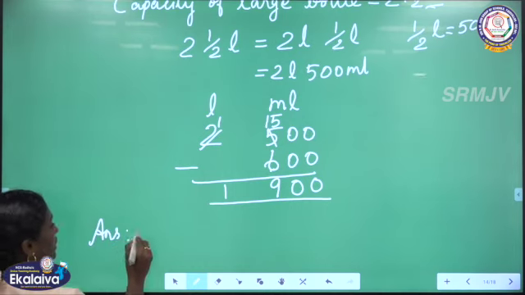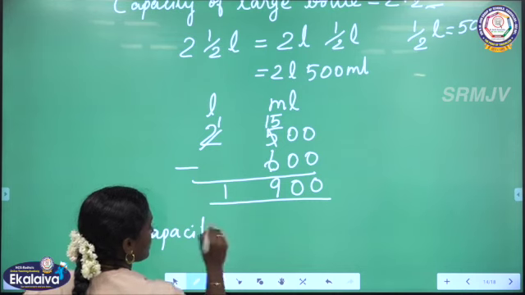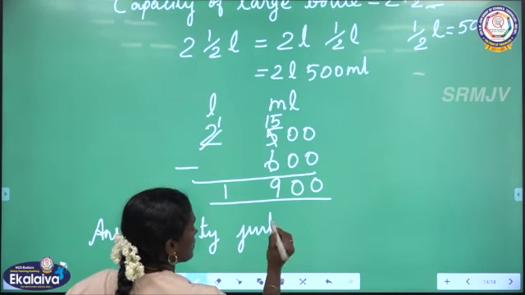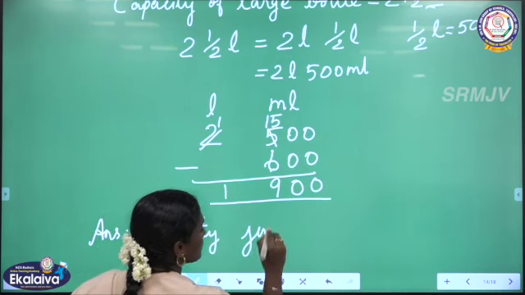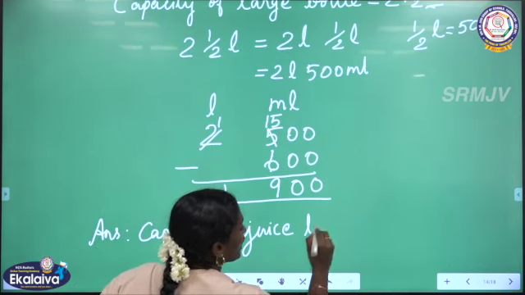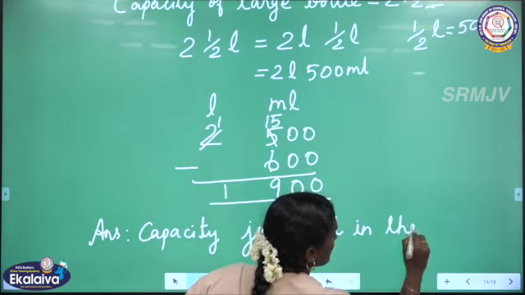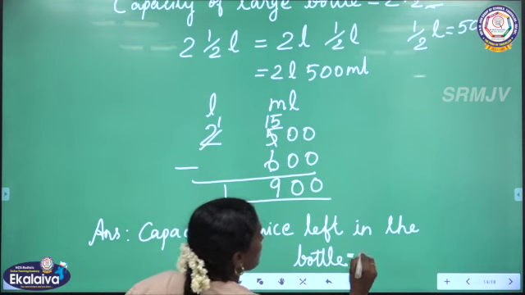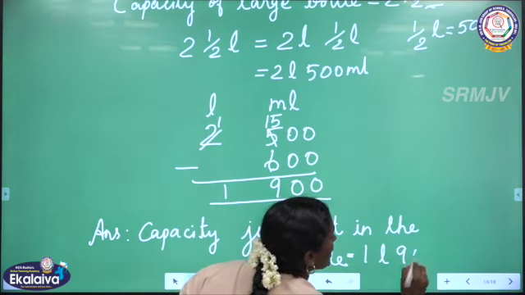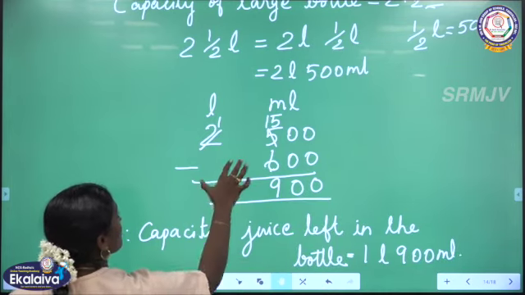So answer, this is the capacity of juice left in the bottle is equal to 1 liter and 900 milliliter. Is it clear, children?